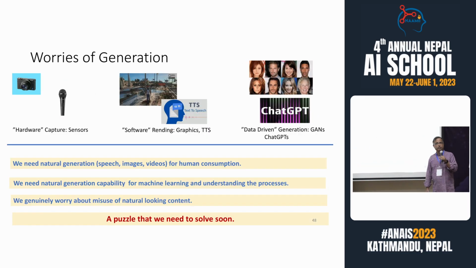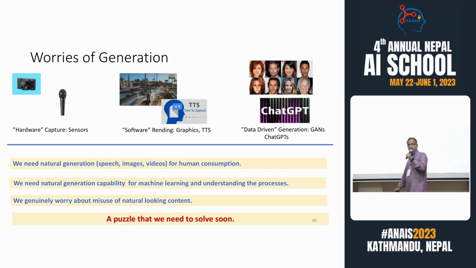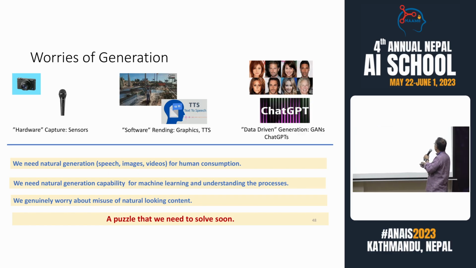Worries of generation. Okay, so people worry about generation. Look, earlier we always had hardware-based generation. We were always using a camera or microphone for generating the content, like speech content or visual content. And you had no complaints at that stage. Then we started to use software for creating content. And software people always ask for the most photorealistic video, then only SIGGRAPH will accept. You have no complaints. The moment a GAN generates a face, you are worried about it.